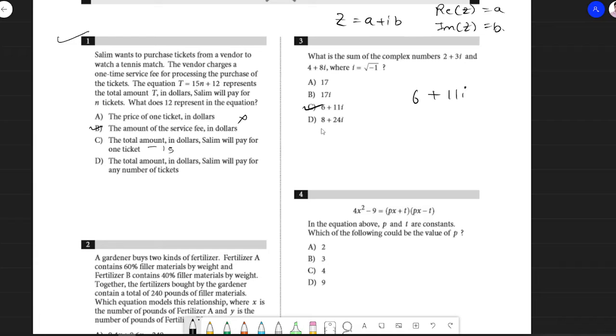Now, question number 4. 4x squared minus 9 equals (px plus t) into (px minus t). What is the value of p? So, the value of p will be 2. How did I get that answer?